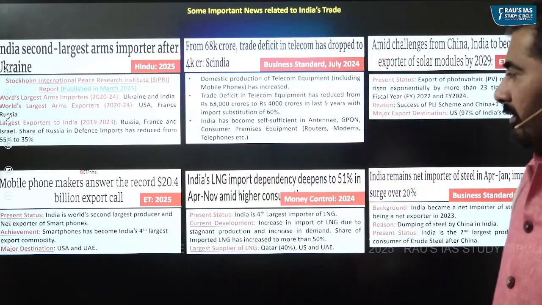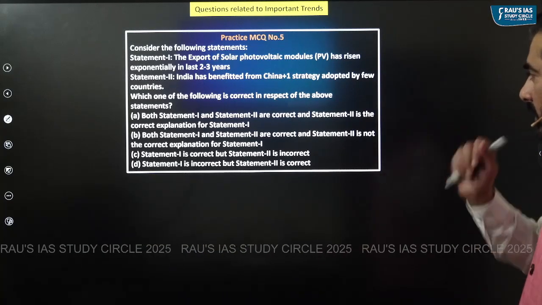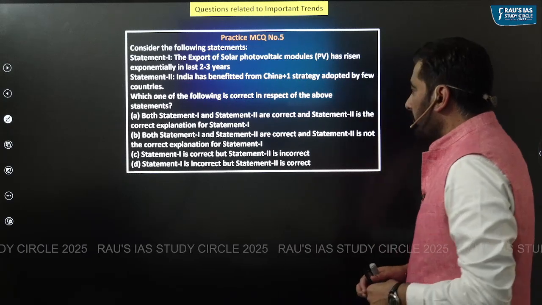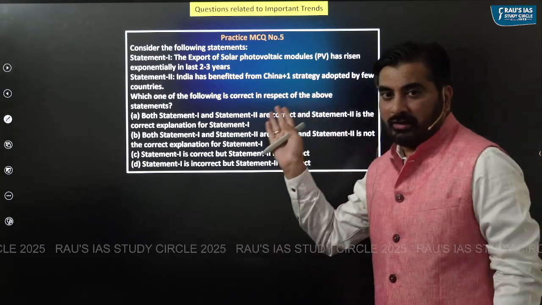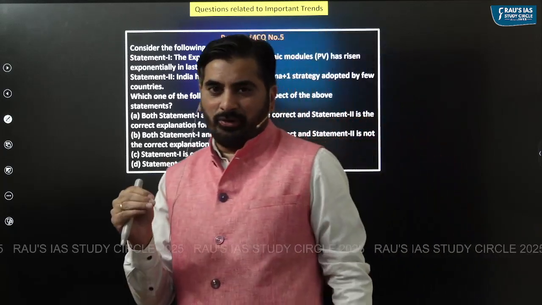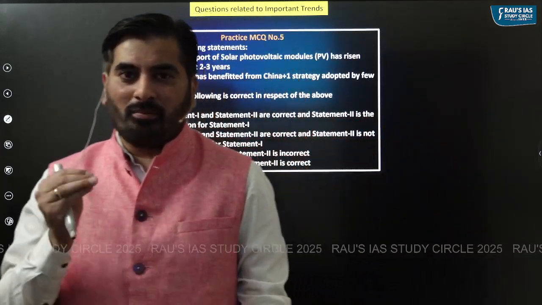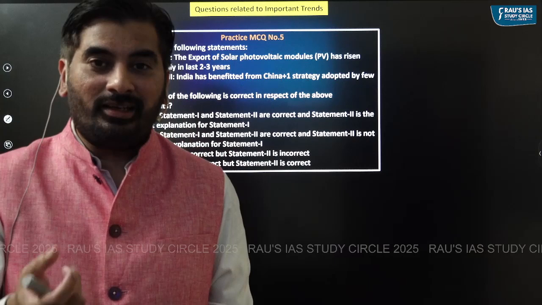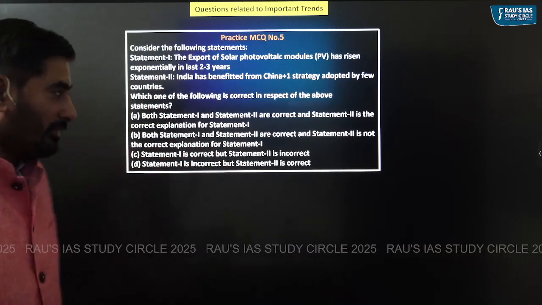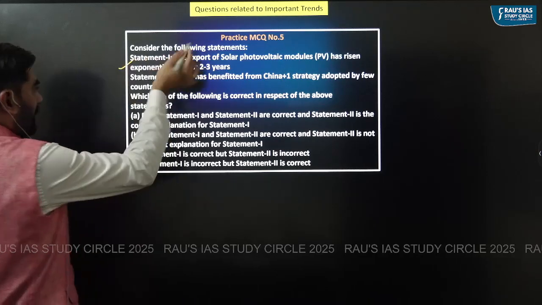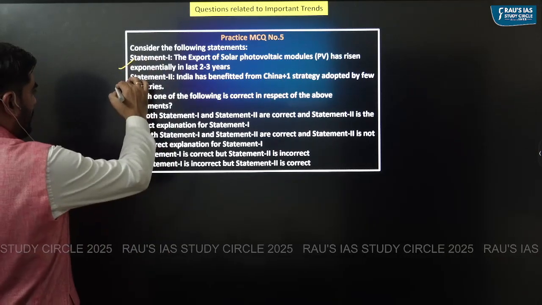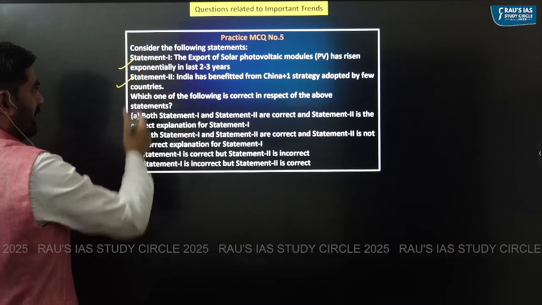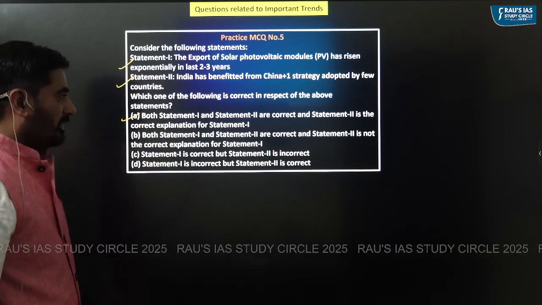Apart from that, let's have a look at important trends here. Look at this question, practice MCQ number 5. Export of solar PV modules has risen exponentially in the last 2 to 3 years. If you look at the word exponentially, usually the tendency of students is to mark the statement as incorrect. But in this case, like I said, it is actually correct because it has increased by almost 23 times. So this is correct. India has benefited from the China plus one strategy adopted by other countries. Yes. So both the statements are correct. And in fact, the second statement is explaining the first statement. The right answer is A.